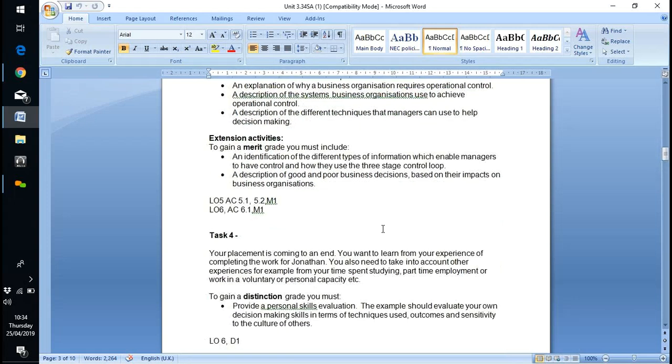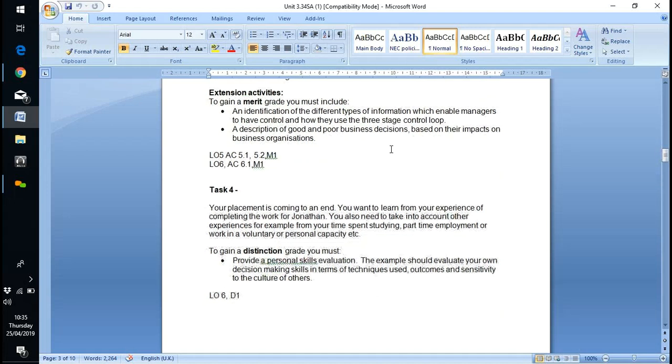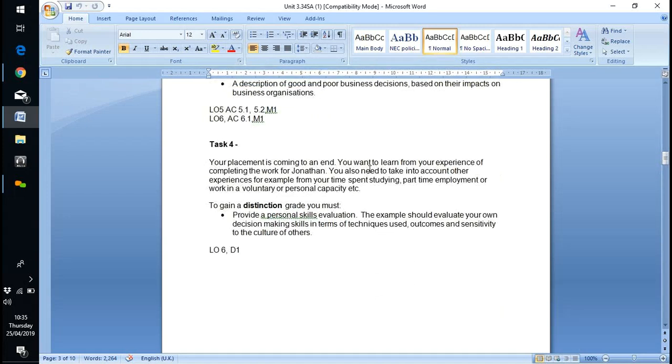For a merit, you need an identification of the different types of information which enable managers to have control and how they use the 3-stage loop. A description of good and poor business decisions based on the impacts on the business organisations. That was looking at LO5, including the merit, and LO6, including the merit. And for a distinction, D1 of LO6, you need to do task 4. Now, obviously, you wouldn't have to do this if you weren't aiming for the distinction, but this is done separately on its own.